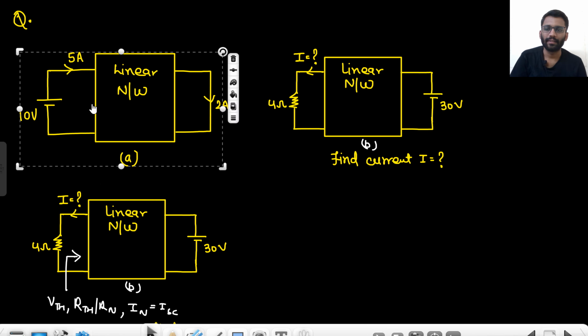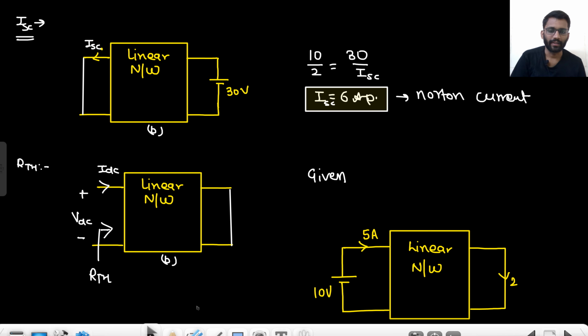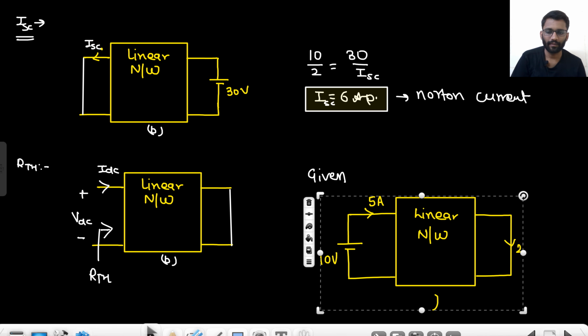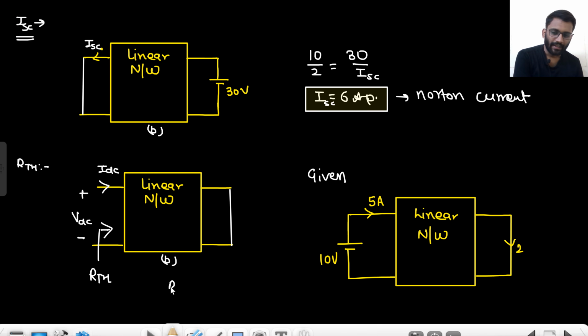This thing was given to us, right? This was given to us. Just copy it here. This was given to us, right? What is my RTH? My RTH here is VDC by IDC. Isn't it the same kind of circuit?